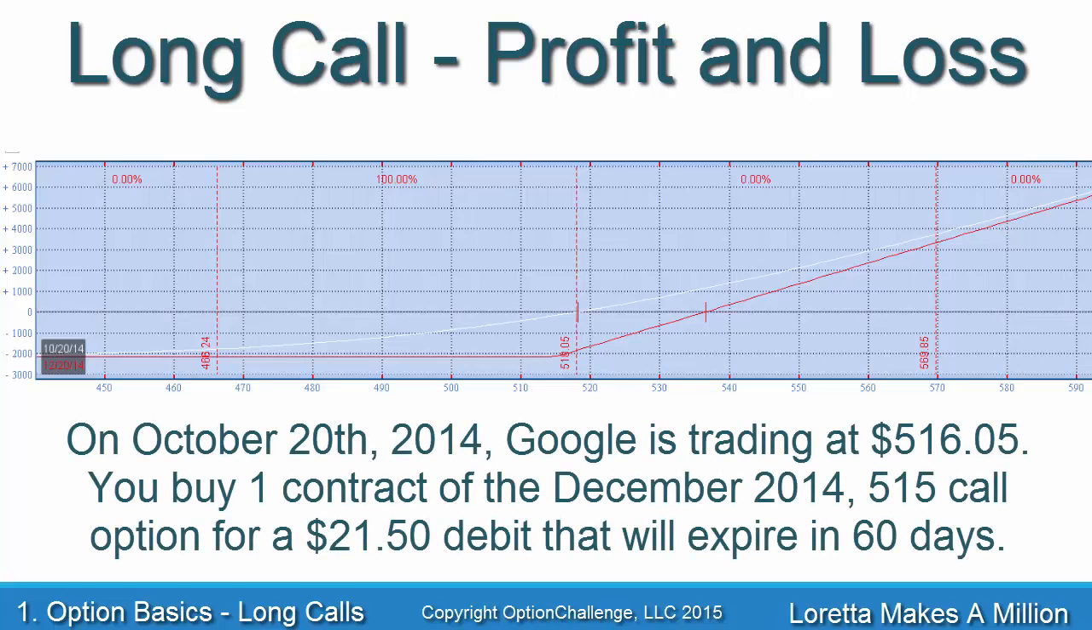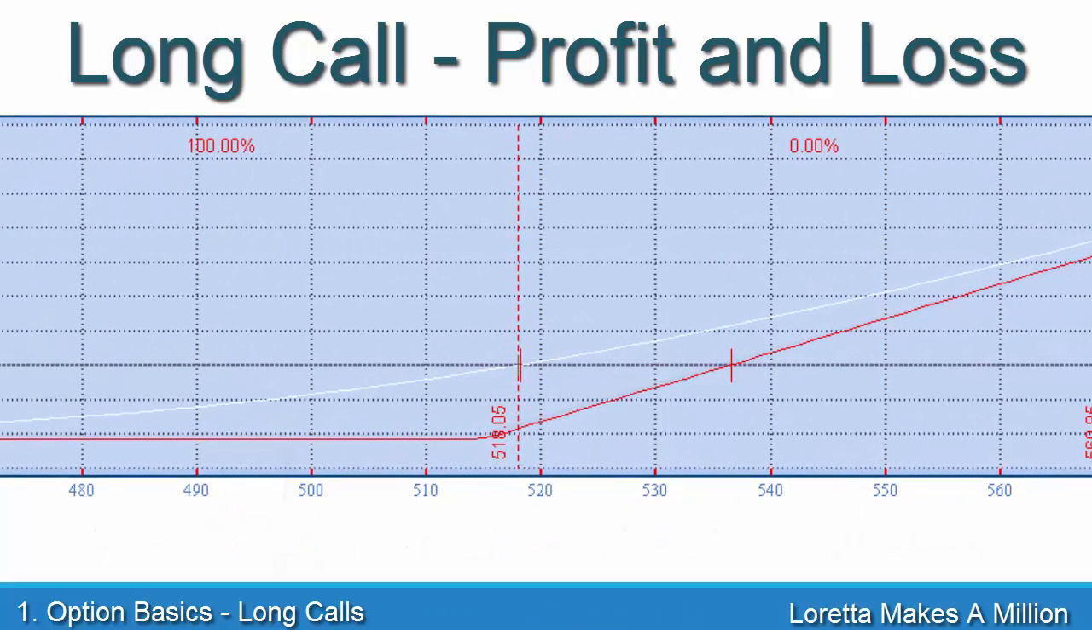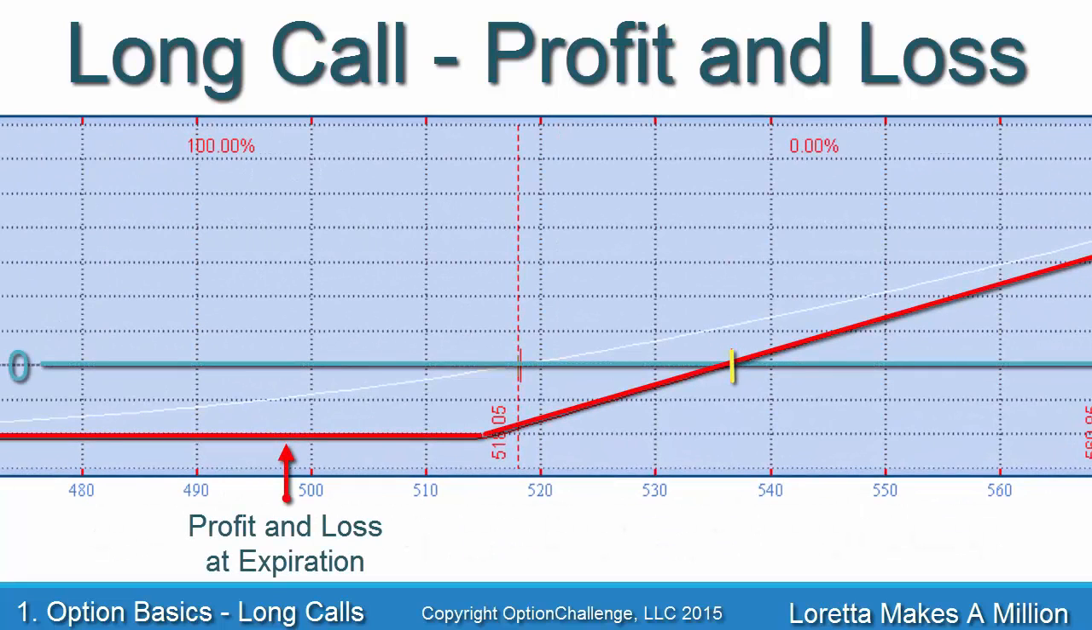On October 20th, 2014, Google is trading at $516.05. You buy one contract of the December 2014 515 call option for a $21.50 debit that will expire in 60 days. The red line is the profit and loss graph of the long call at expiration. For now, we're going to focus on the red line and ignore the white line.